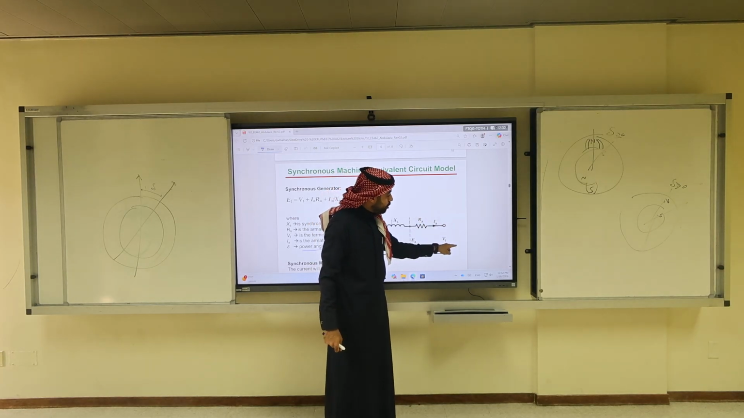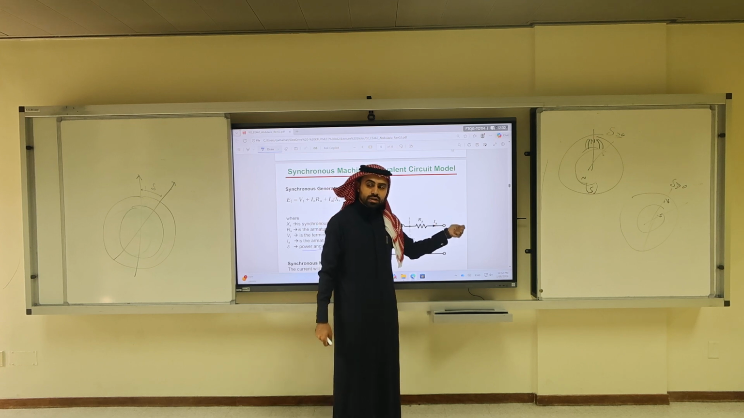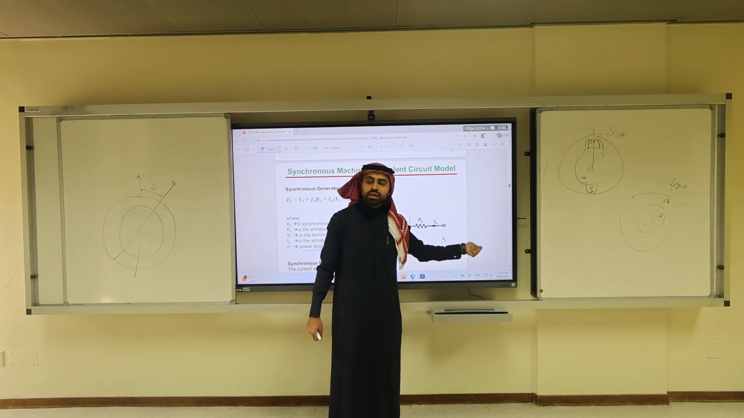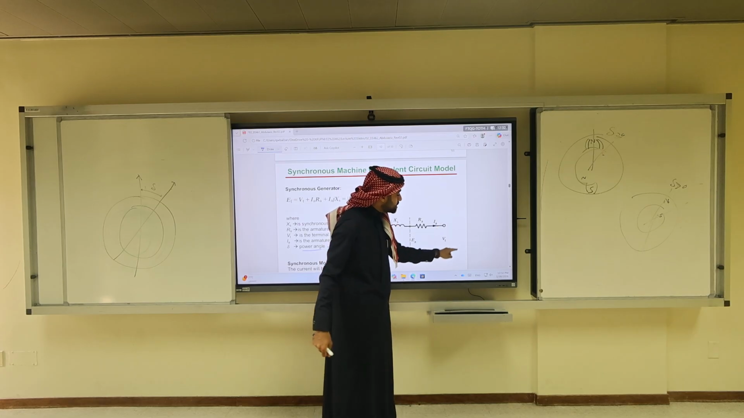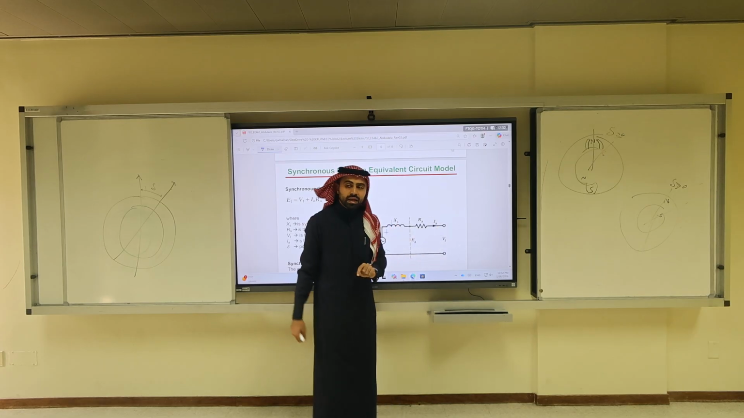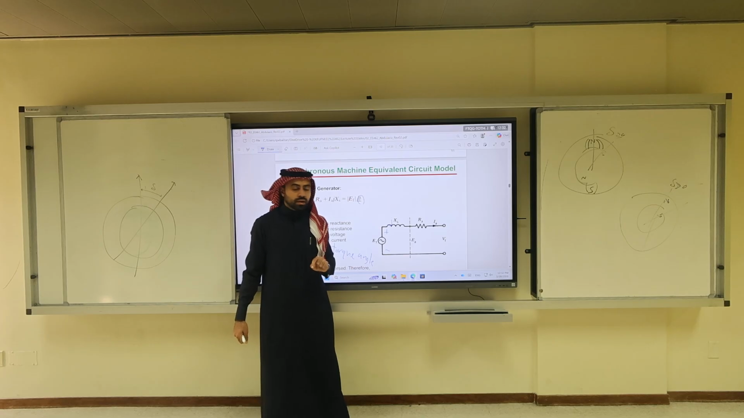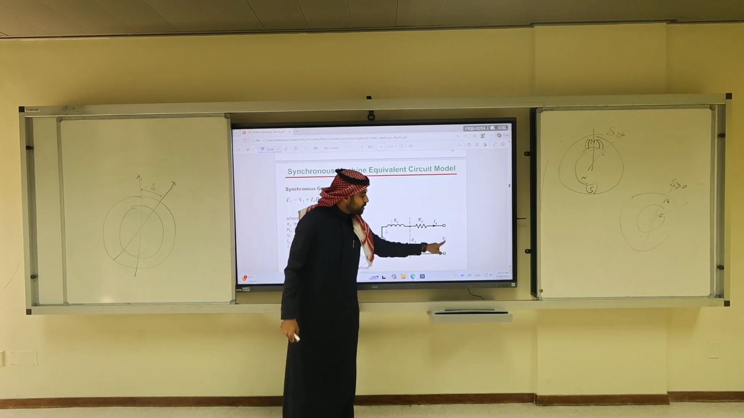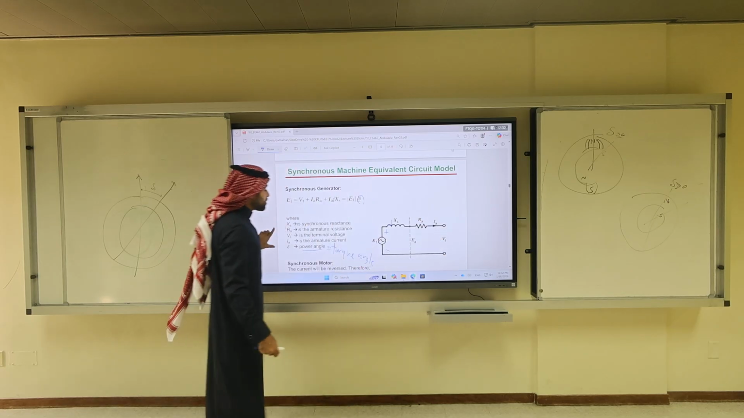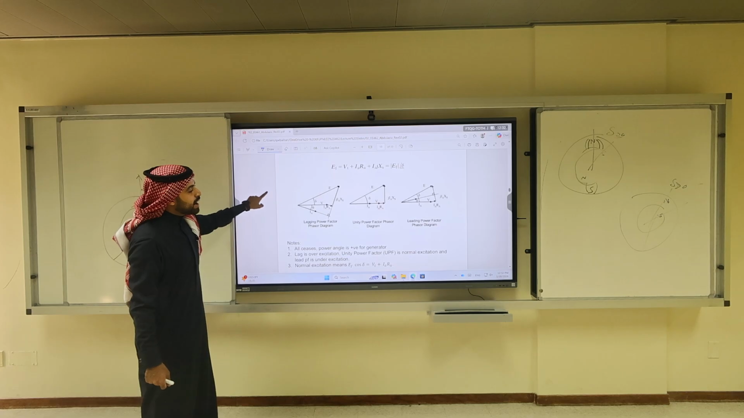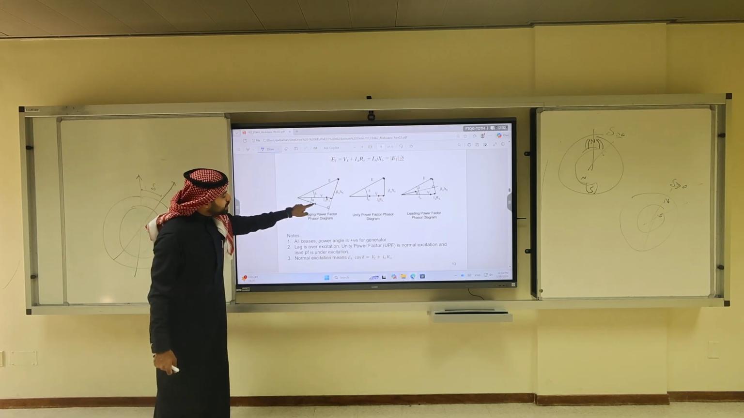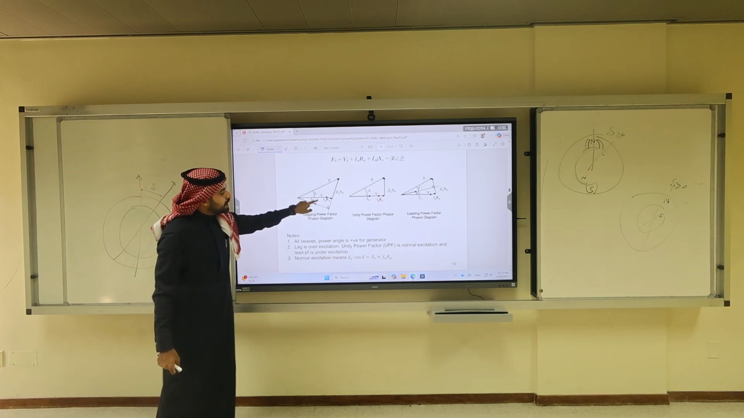If I connect a load here, by knowing IA and VT, I know whether the load is lagging, leading, or unity power factor. If I connect a pure resistor here, VT and IA will be in phase. If I connect an inductive load, IA would lag VT. If I connect a capacitive load, IA would lead VT. So the first thing in the phasor diagram is you have to notice the relationship between IA and VT.